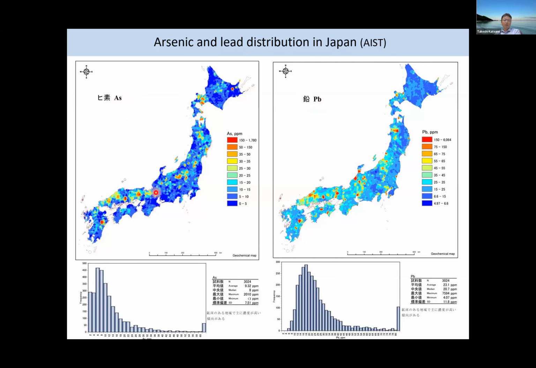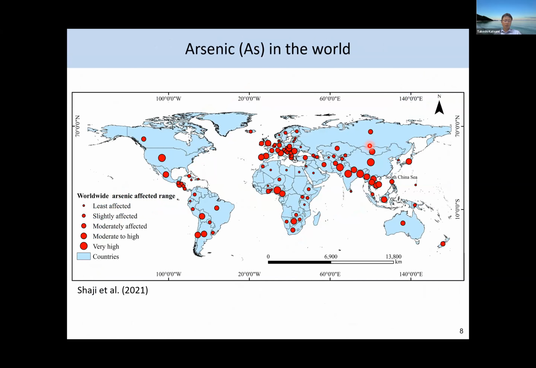And if we look at these two elements, you can find that there are some places which have rather high concentrations of arsenic as well as lead. So we can recognize that the existence of arsenic and lead in natural geology is a common issue. And this is not only a Japan local issue, but also a universal worldwide issue.